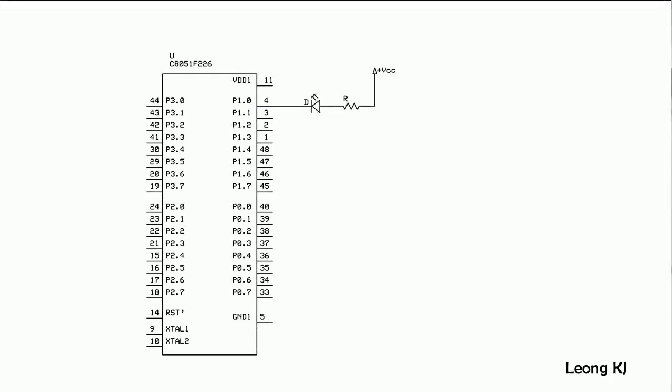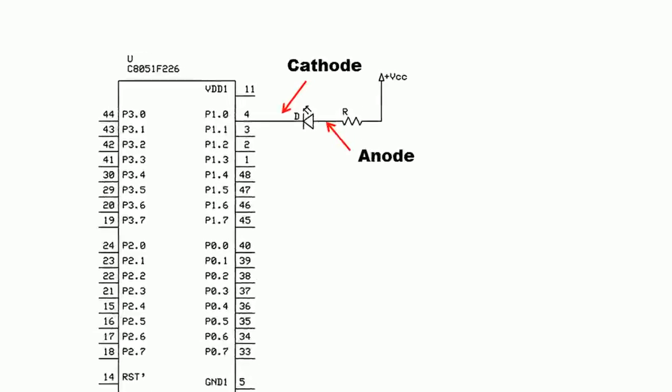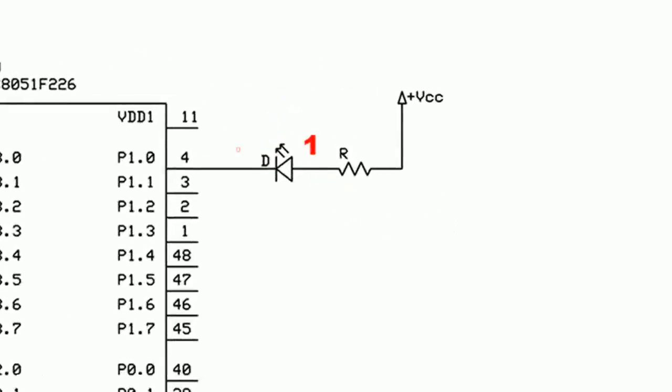A LED can be connected to the I/O pin in this manner. This is the anode of the LED. This is the cathode of the LED. A logic 1 at the anode and 0 at the cathode forward bias the LED. The LED turns on. This point is at logic 1 because it is connected to the VCC through a resistor.